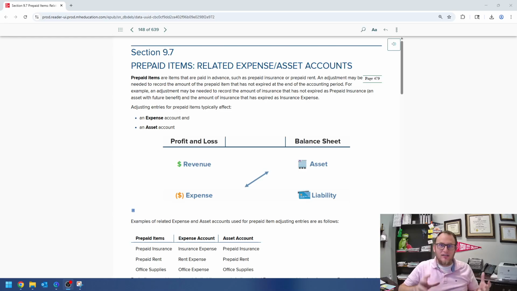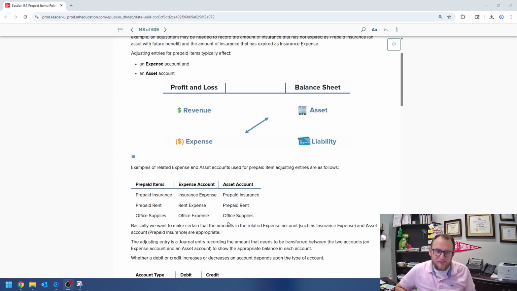Now we're going to look at the adjusting entries related to prepaid items. These journal entries are going to affect both an asset account and an expense account, as we see here. So this is going to be in our profit and loss and our balance sheet. You'll see here, if we have a prepaid insurance or rent, or in this case also office supplies, the expense account that it relates to, as well as the asset account.